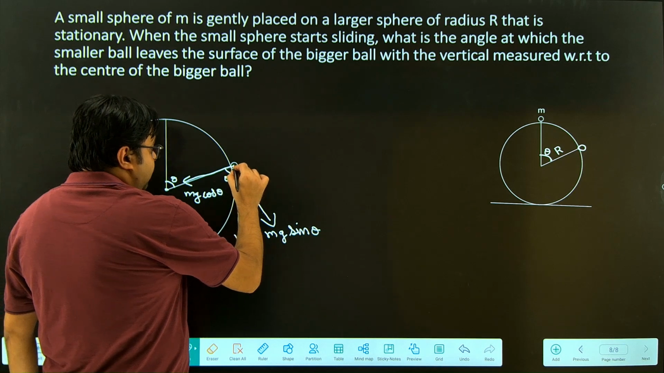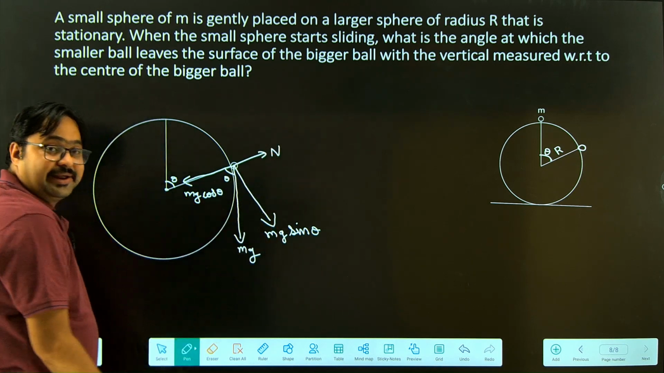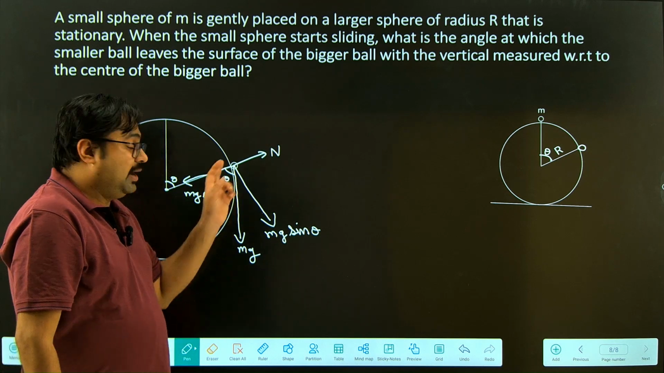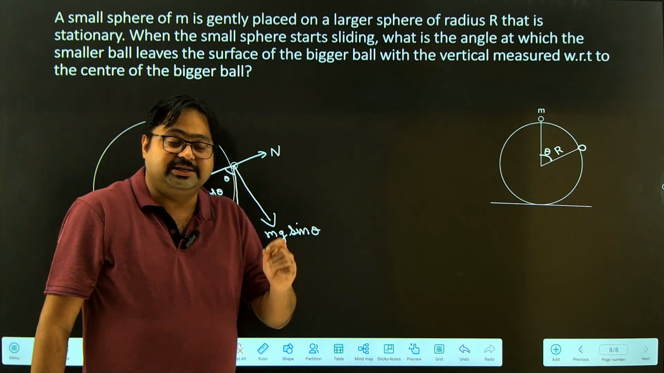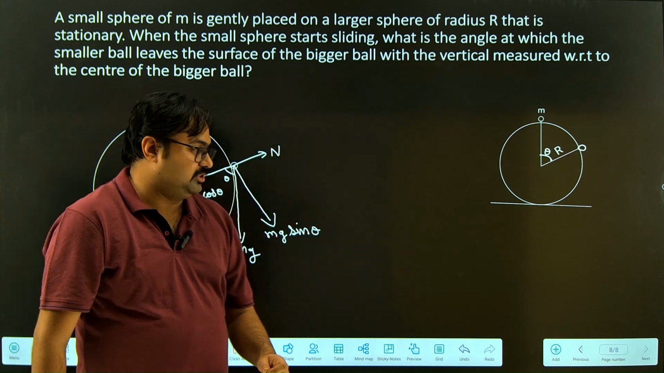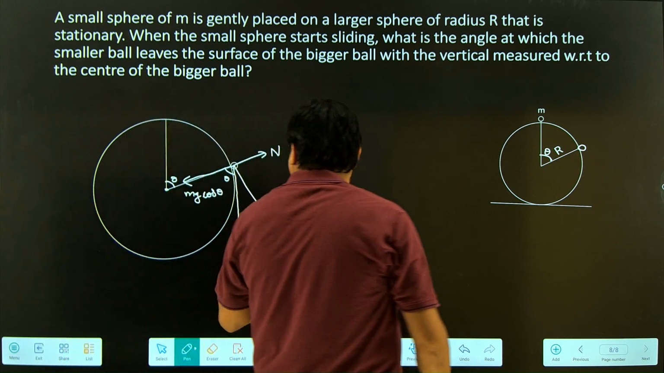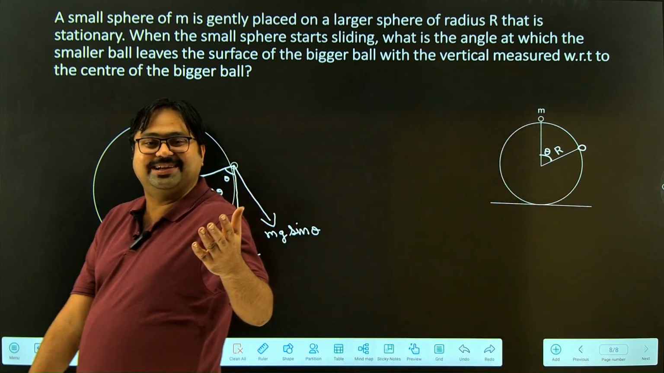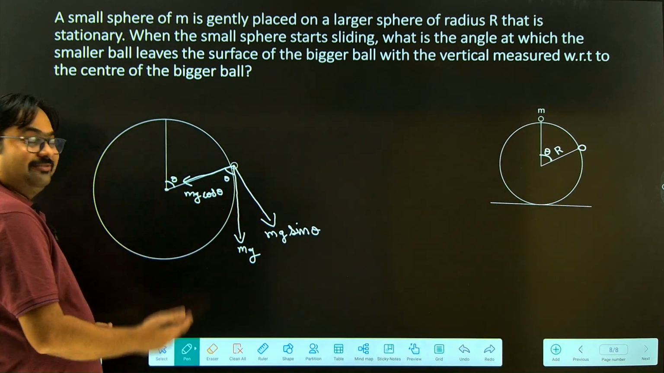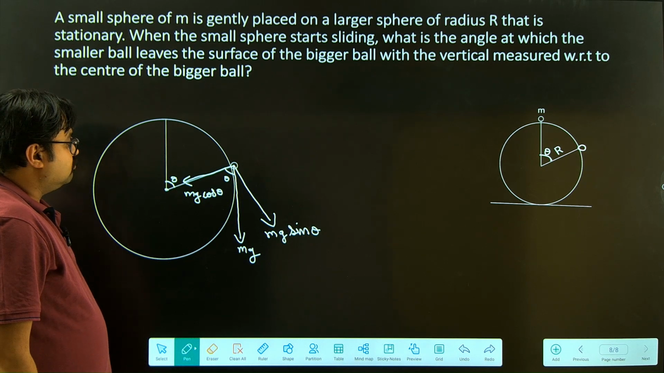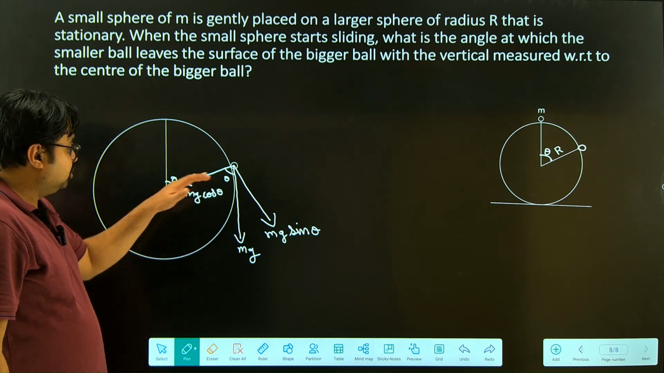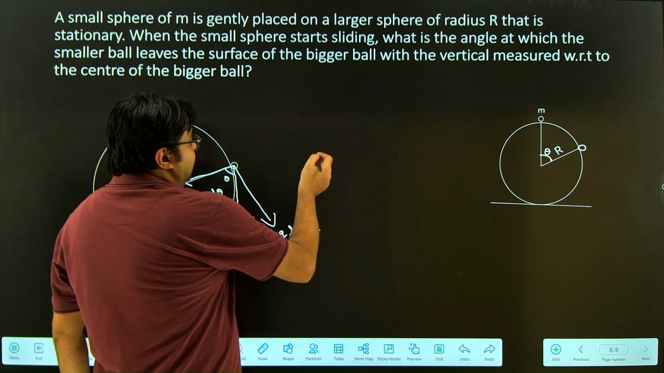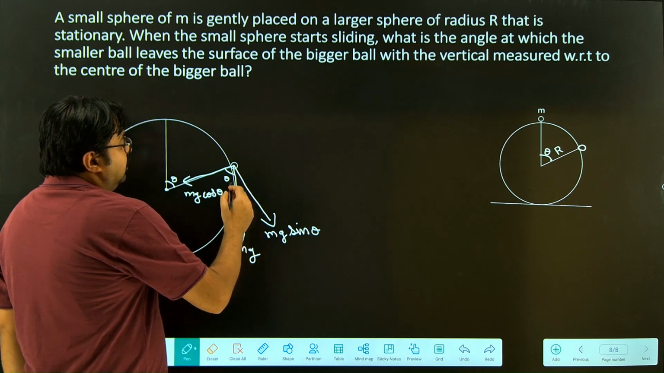I know you're wondering what happens to the normal reaction, but my dear friends, I said just now that the bob, or the marble in this case, is just about to leave the surface. In this particular situation, the normal reaction has just become zero, and that's why I haven't drawn the normal reaction. With this situation under consideration, you can write the equation for Newton's laws of motion.